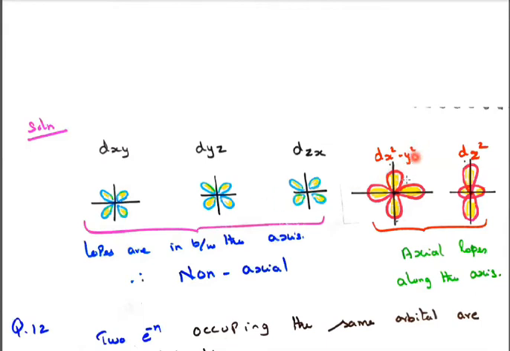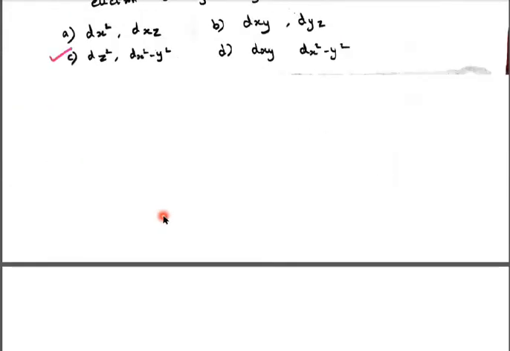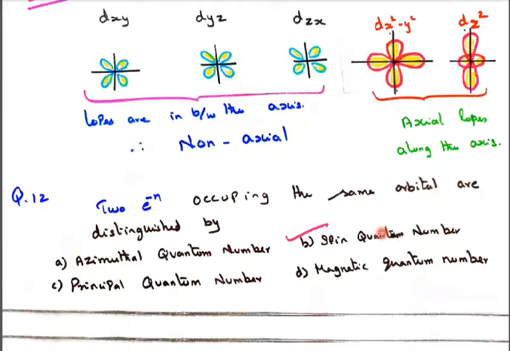Here when you see dx square minus y square, the lobes are in the y direction and x direction, on the axis, on the line. So they are axial lobes. Compared to this, here it is dz square, and this shape is called a donut shape. They are called axial lobes, along the axis. So these are along the axis and these are non-axial. In the question they have asked which will be along the axis, that means dz square and dx square minus y square only are the correct answer.